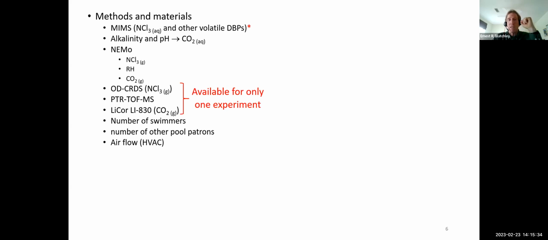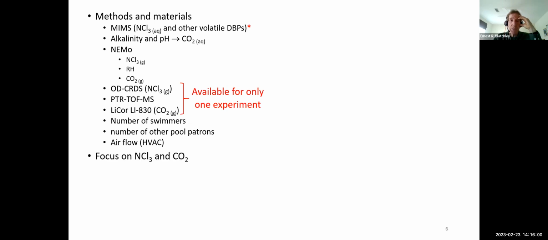Along with the lifeguards in the facilities, we counted the number of swimmers who were in the pool as a function of time. We also quantified the number of people who were on the pool deck and in the bleachers as appropriate. We did measurements of airflow through the HVAC system. And again, these are all the parameters that we cared about and that we believed played a role in influencing the dynamics of these chemicals in the gas phase.